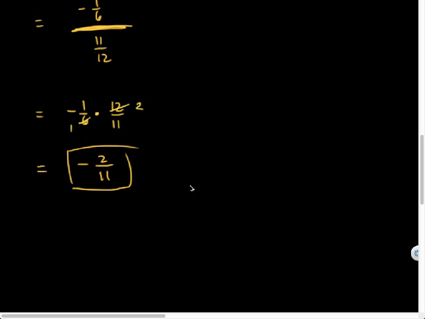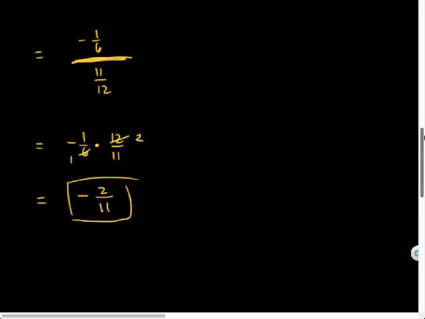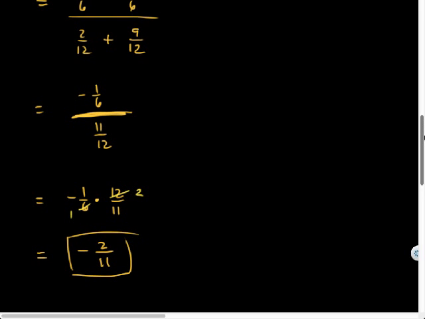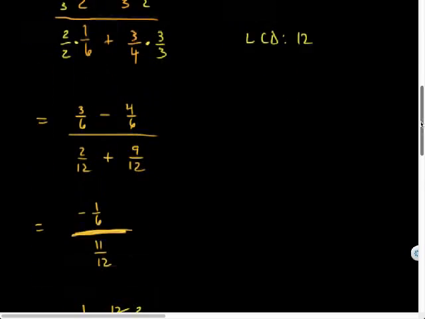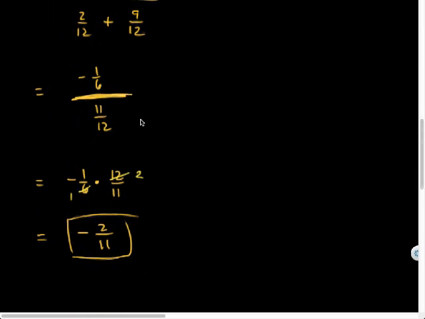That was a PEMDAS-ish approach, where I combined the fractions in the numerator and the fractions in the denominator, and that's how I did it. Why is there a 12 over 11 on the top? Well, I multiplied by the reciprocal of this fraction. So that's one way you could do it.